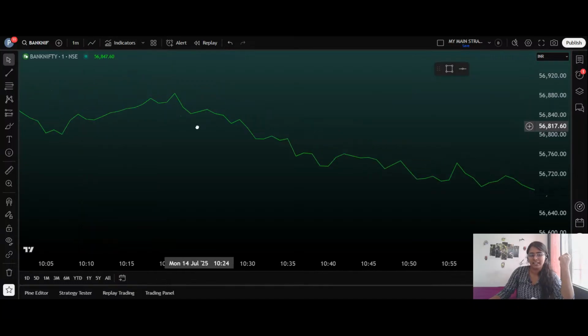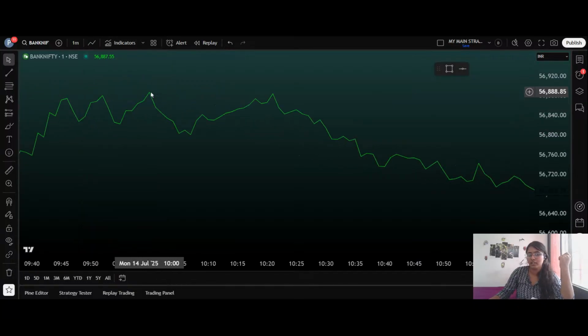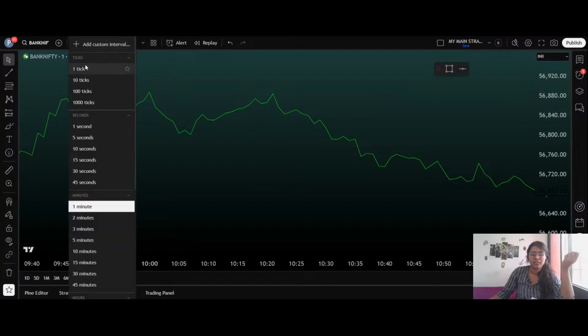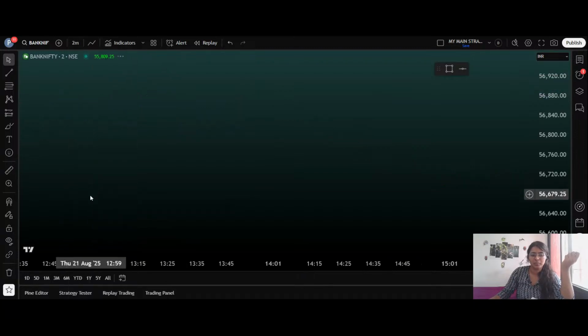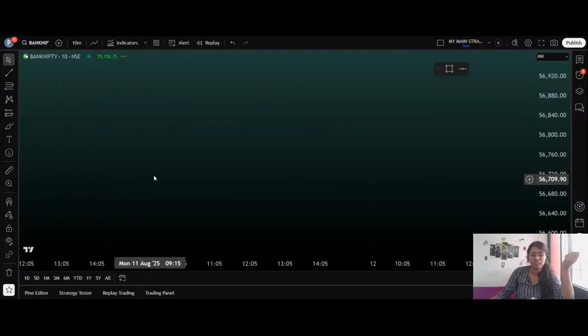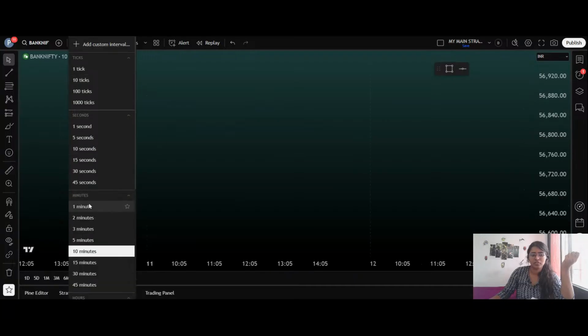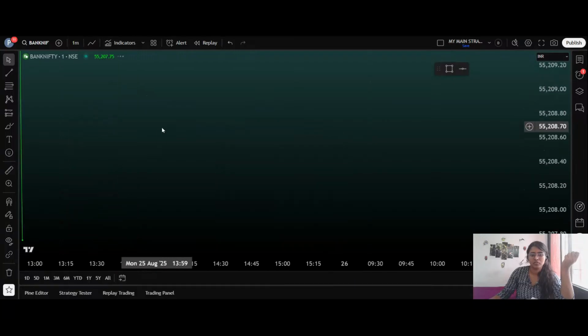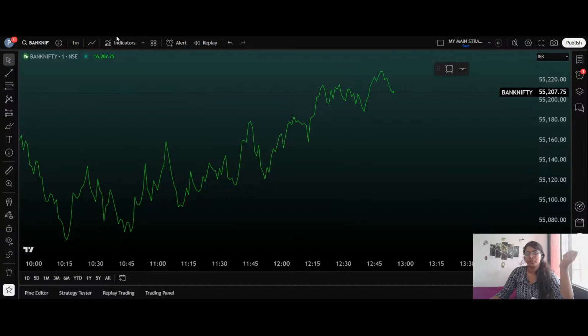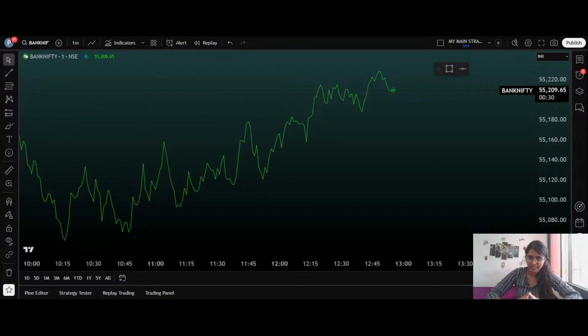Then we saw the line candle, which shows only the close price, not the open, high, low and close. Then we saw the time frames: 1 minute, 2 minutes, 10 minutes, etc. Okay, so these are the things we saw in the last lecture. Now we are going to continue the lecture with different types of candlesticks.